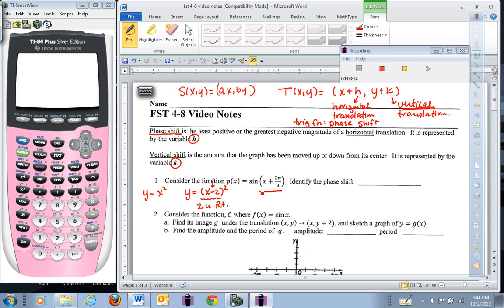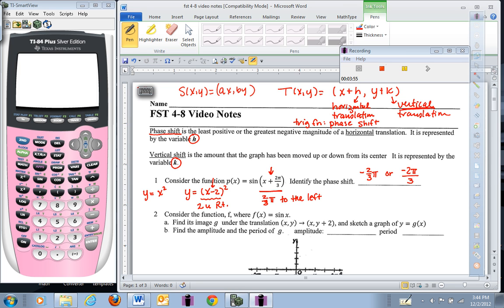This is the argument of my function, and it says I'm going to do a plus 2/3 pi. So inside the grouping symbol, remember it's doing the opposite of what you think. This would actually move this 2/3 of a pi to the left, 2/3 of a pi to the left. So we're going to say the phase shift for this is negative 2/3 pi. You could write it that way, or you could write it as minus 2 pi over 3. All right, so this is going to be the same rules as when we were working with just those parent functions on the pink note card.